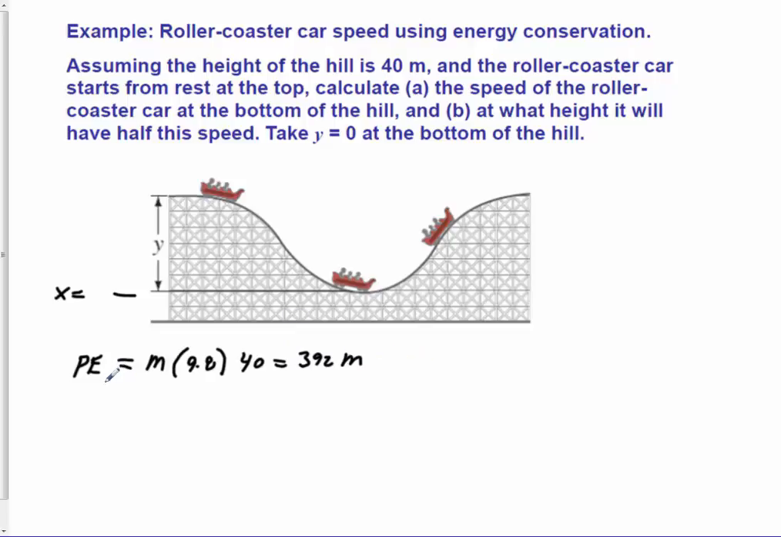And we'll make that be our initial. Our kinetic energy here is going to be 0 because our velocity is 0. So we go back to conservation of mechanical energy, and we can say that the potential energy initial plus the kinetic energy initial is going to equal the potential energy final plus the kinetic energy final.